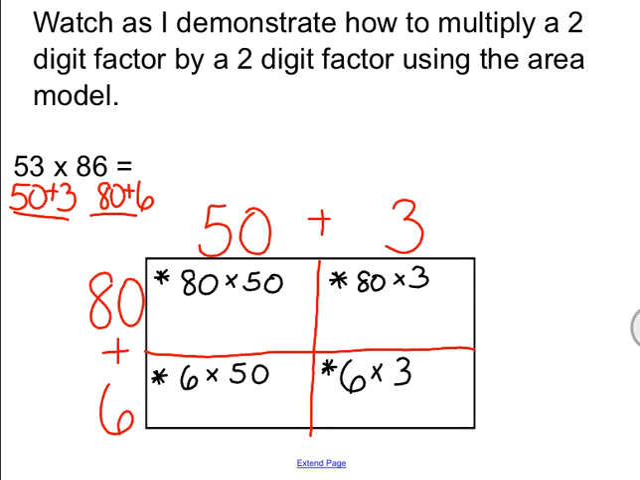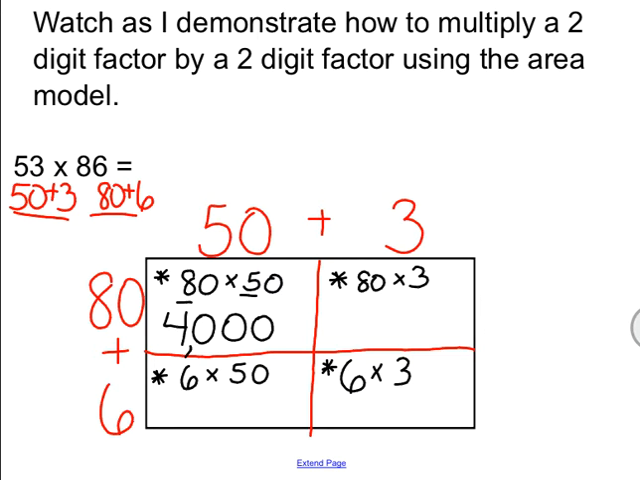I have 80 times 50. So my basic facts, I know that 8 times 5 is 40. So I write that down first. And then I notice my 2 zeros here. So 1, 2. The first partial product is 4,000.